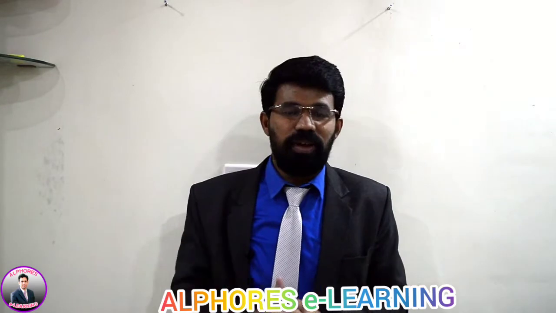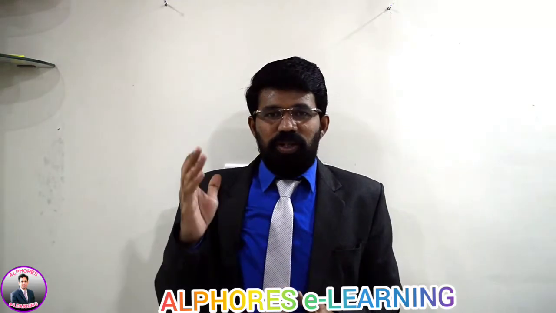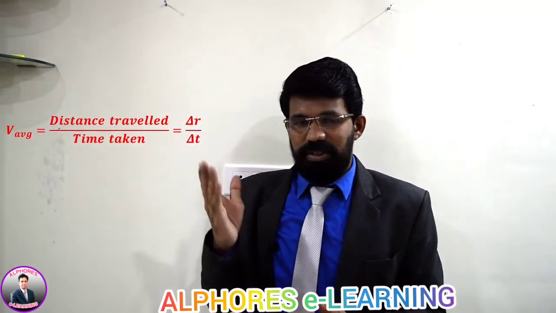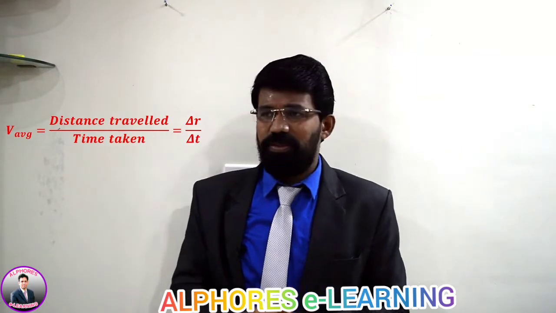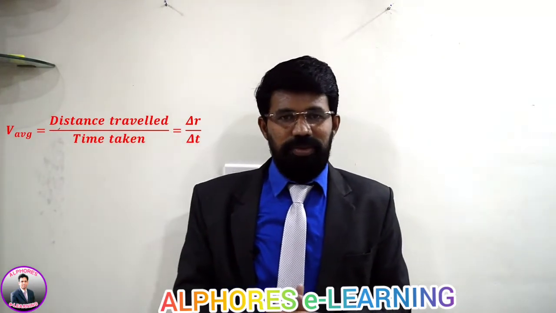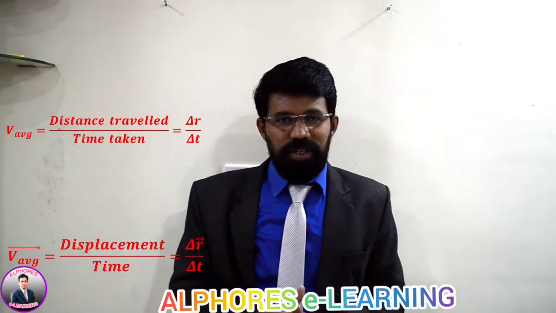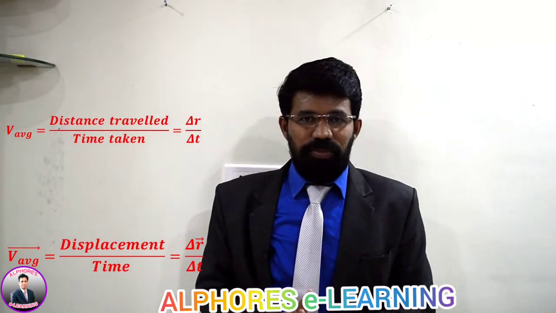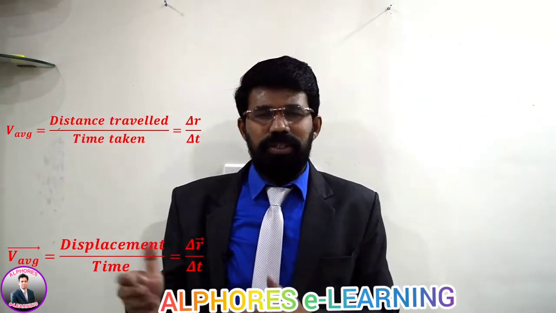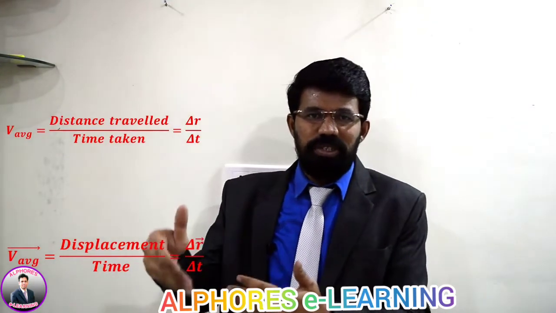You are already informed about all the definitions, but we have dealt much with the average quantities of speed and velocity. The average speed expression is total distance divided by total time taken, or delta r by delta t. For average velocity, the equation is V average equal to displacement divided by time taken, or delta r bar by delta t. Clearly, the vector and scalar natures were distinguished in both equations.